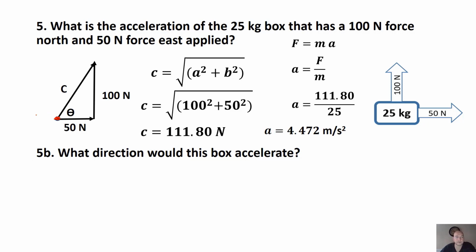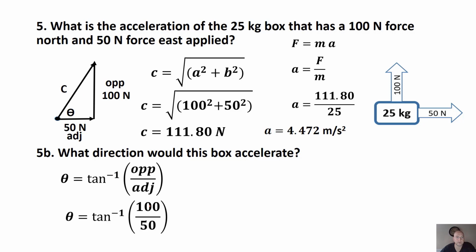And then to figure out this direction, we're going to have to determine what our opposite and adjacent sides are. We're going to have to do inverse tangent. We want to make sure that our calculators are in degrees, not radians. This angle opens up to the opposite side, so this 100 is going to be my opposite. So inverse tangent of 100 over 50, and you're going to get 63.43 degrees. And then the direction is going to be north of east.